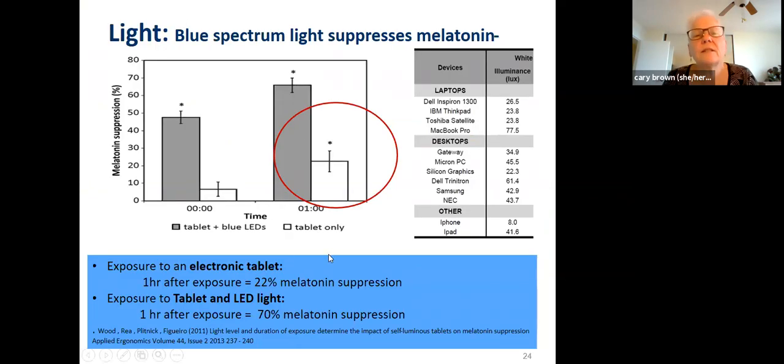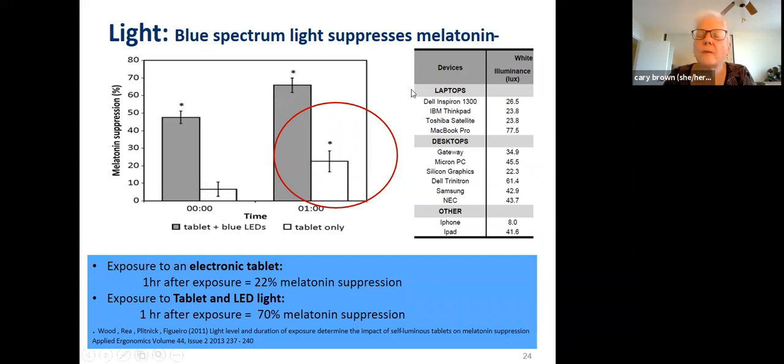So this is just some of the evidence about exposure to blue spectrum light, and how using a laptop or other electronic device before bed will suppress melatonin production, and for quite a significant amount of time after you remove the exposure. So in this study, even an hour after they turned the laptop off, these participants still had 22% melatonin suppression, right? And then when they added an extra light source, like using LEDs at the same time as a tablet, 70% melatonin suppression, even an hour later, right? So you can see why people aren't falling asleep very easily.